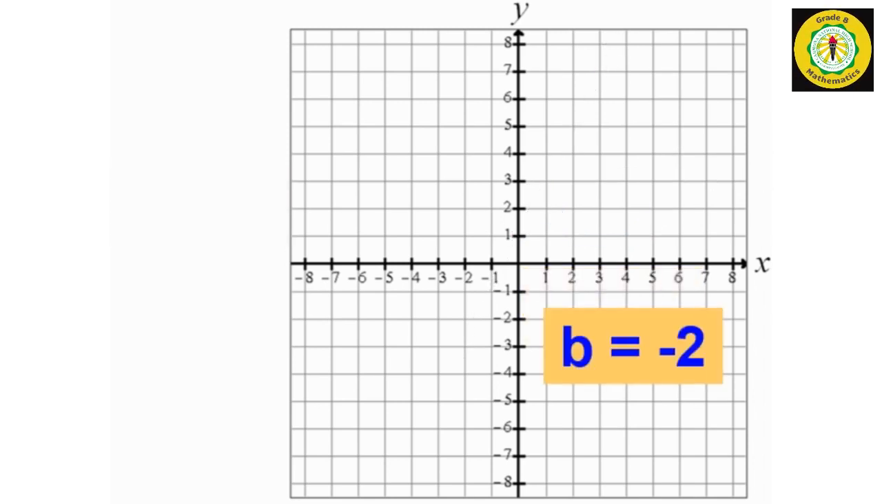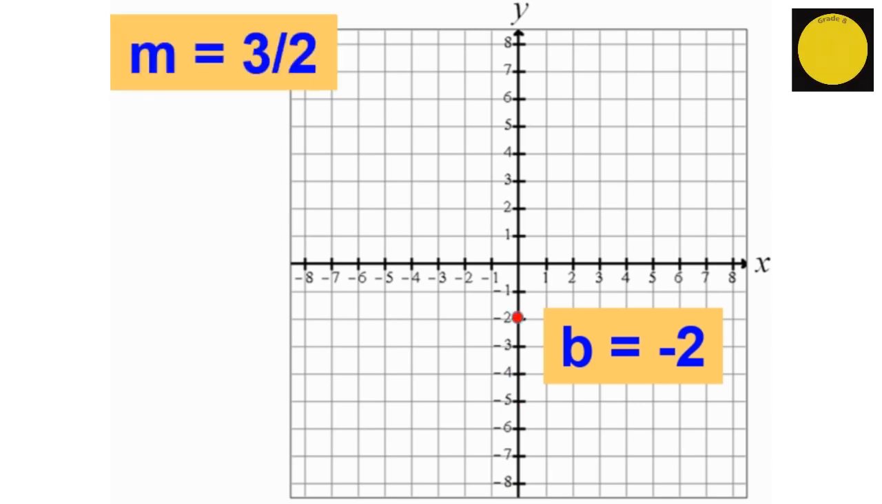Next example. I have here b equals -2, or the y-intercept, and then the slope is 3 over 2. So let's count. We have 3 units up and then 2 units to the right. Repeat the counting: 3 units up, 2 units right. And then graph.